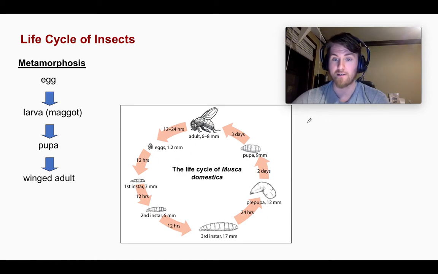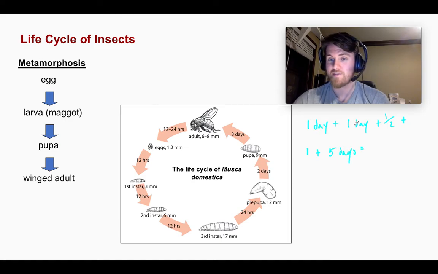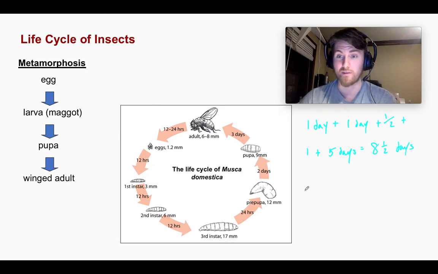So we have 24 hours, which is just one day, plus 12 plus 12 is one more day, plus 12, it's just half, so I'll say half. Plus 24 is 1, plus 2 days, plus 3 days is 5 days in total. So if we add it up, 1 day, 2 days, 7 days, 8 days, 8.5 days. I want you to think, why in the world is 8.5 days kind of important then?